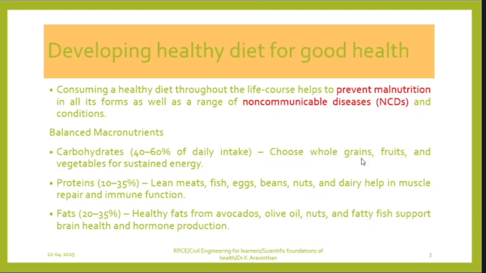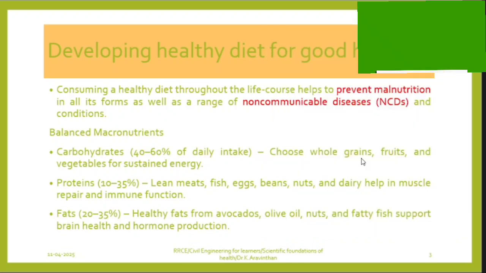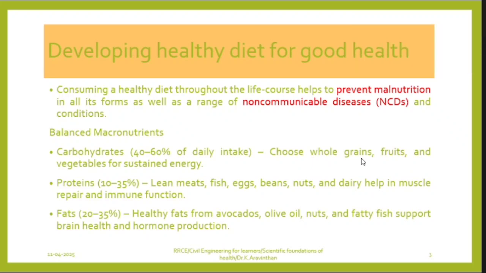Imagine you are taking milk or chapati. Is it 100% carbohydrate, or are some minerals also added? If you are consuming a food, it consists of multiple nutrients. That means if we take chapati, you have protein as well as carbohydrate. So both are there. For a healthy diet, the maximum should be carbohydrates, 40 to 60%.